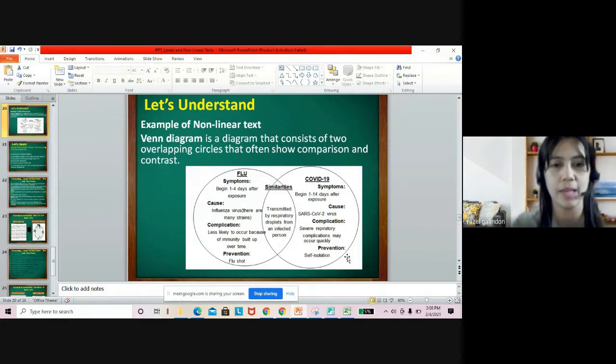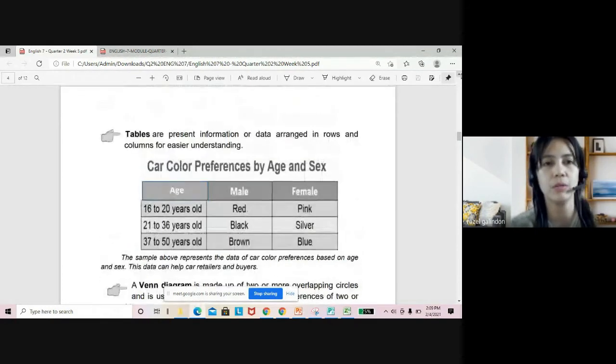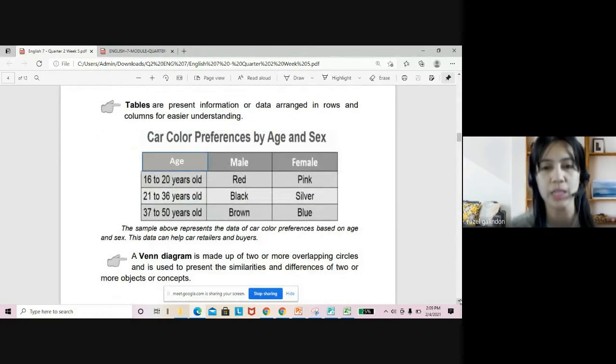And the last one, I will use the module here because I forgot to include this in the PowerPoint, is the table. Tables present information or data arranged in rows and columns for easier understanding. In your additional activity, there is a table like this, and then questions regarding the table. So you have to study the data in the table. First column, we have the ages. Second column, the males and their preferred colors. And the last column, females and their preferred colors.